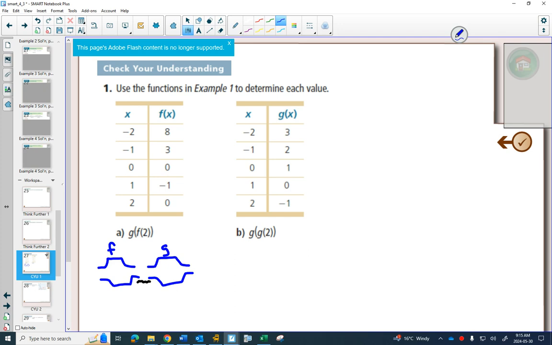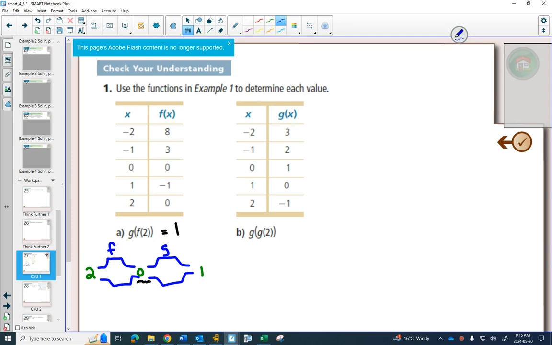And when you have g of f of 2, this 2 is first going into f. So if I imagine throwing a 2 into f, what would come out? Well, according to my chart, if you throw in a 2, you get a 0. So 0 would come out, that 0 would go on the conveyor belt, and now the 0 goes into g. And if the 0 went into g, out would come a 1. So using the machines, we would say that g of f of 2 is equal to 1.